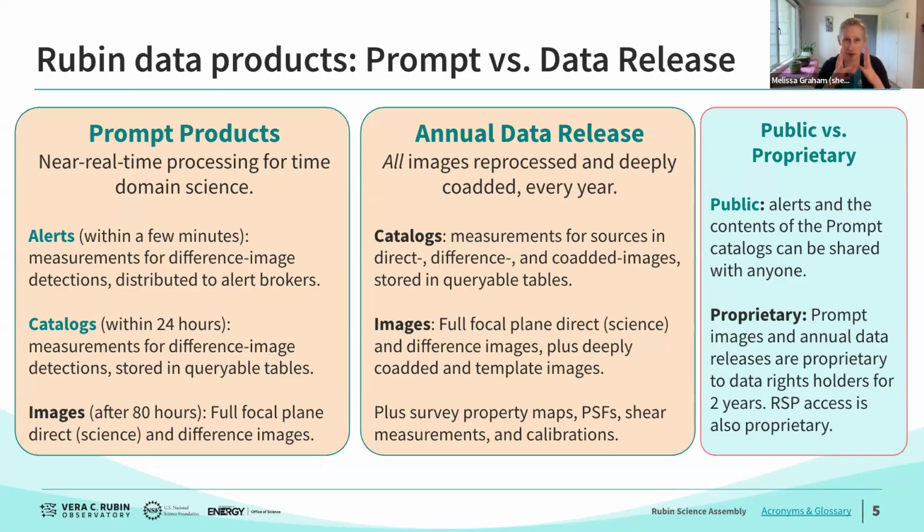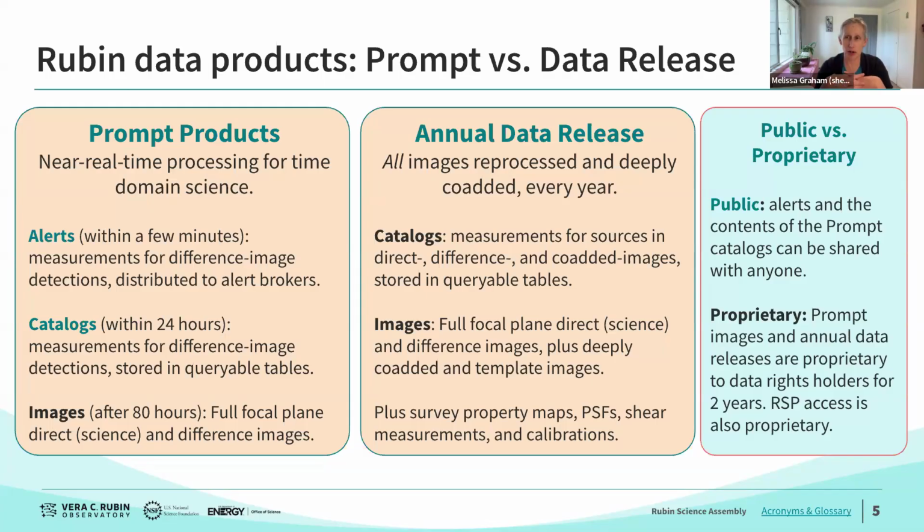The prompt products are the other type of data product, and these result from near real-time processing that is done for time domain science. The different types of prompt products that come out of this real-time processing include the alert packets that come out within a few minutes of a new image being obtained by the camera. And alerts are measurements for different image detections that are distributed to alert brokers.